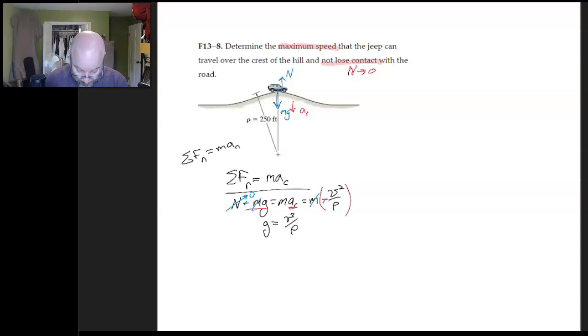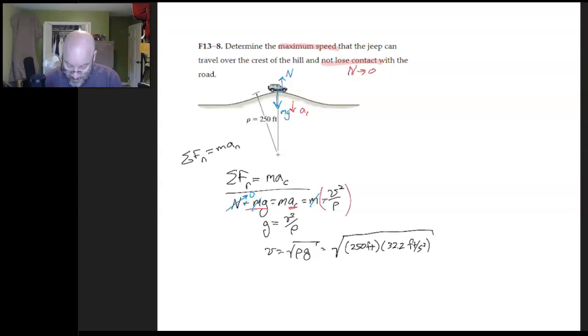We're looking for v, so v is going to be the square root. Well, having trouble with my handwriting here. Square root of rho times g. Plug in some numbers here. 250 feet is our radius of curvature. g is 32.2 feet per second squared.